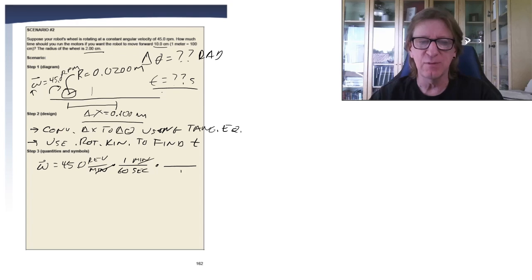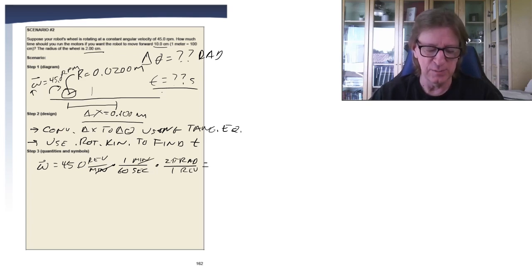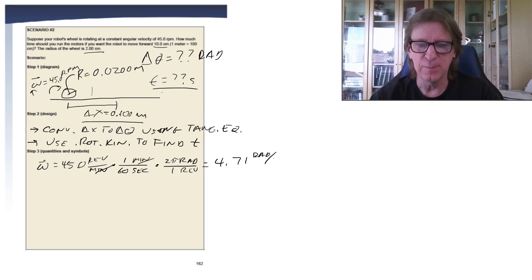I need to get rid of my revolutions, and I want that in radians. And we know that there are 2 pi radians in 1 revolution. So let's go ahead and do that conversion. So 45 divided by 60 times 2 times 3.14159, and I get 4.71 radians per second. Make sure that you're getting the same thing.